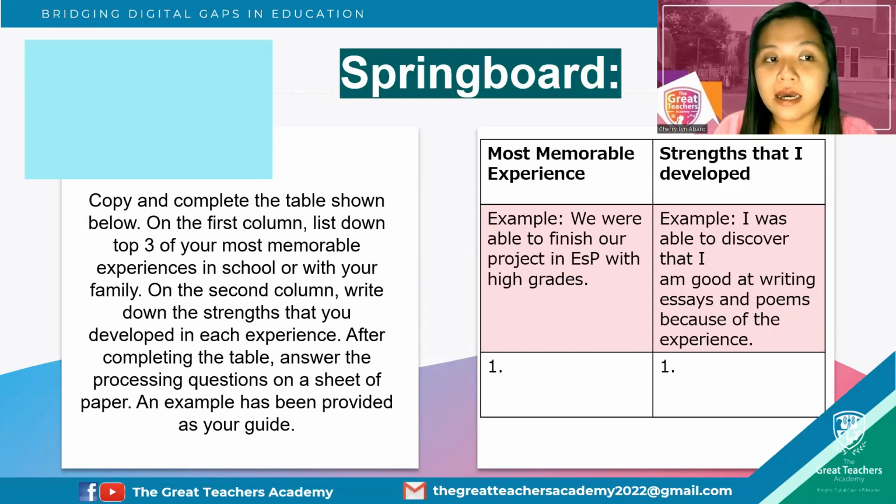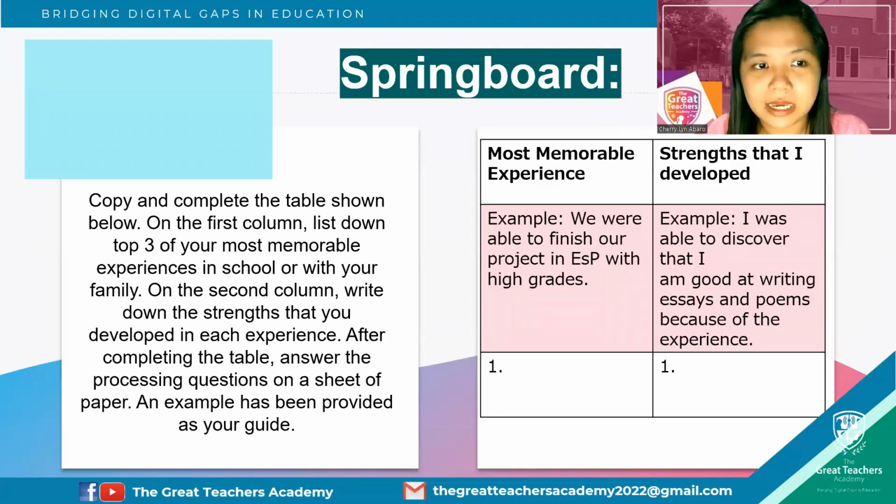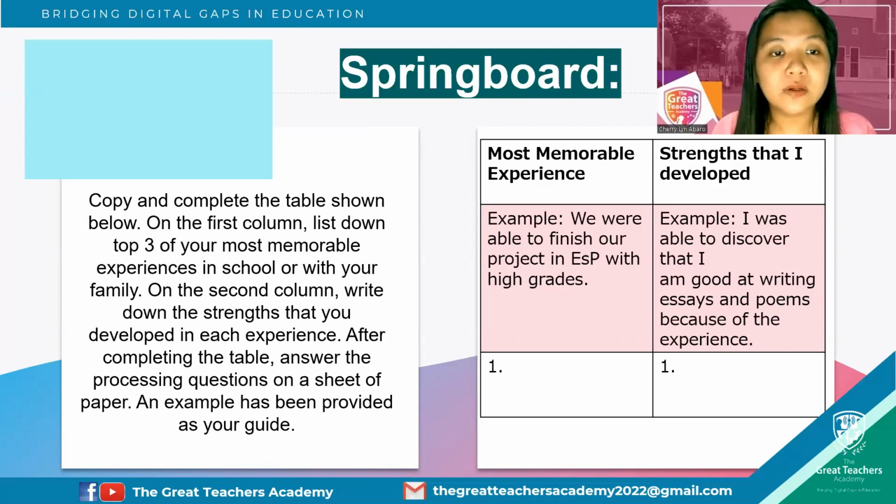Again, on the first column, list down the top 3 of your most memorable experiences, whether sa school man yan or sa family. Okay? While in the second column, write down the strengths that you develop in each experience. Again, on the second column, write down the strengths, strength hindi weaknesses, that you develop in each experience. After completing the table, answer the processing question on a sheet of paper. An example has been provided as your guide.